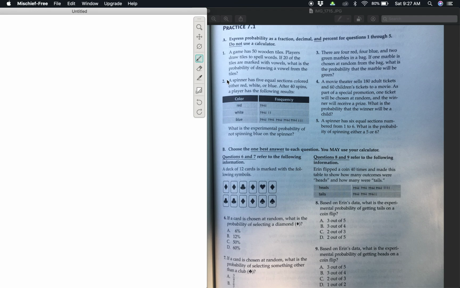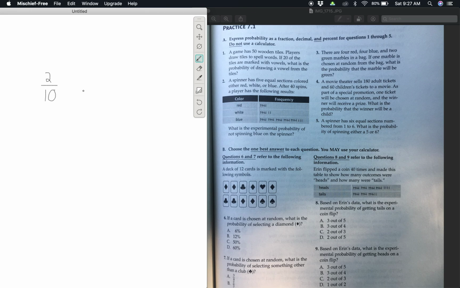So number three here. There are 4 red, 4 blue, and 2 green marbles in a bag. If one marble is chosen at random from the bag, what is the probability that the marble will be green? So we have 10 total marbles, okay? 2 of them are green. It says the marble will be green. So 2 of them are green out of 10. This one's pretty easy, guys.